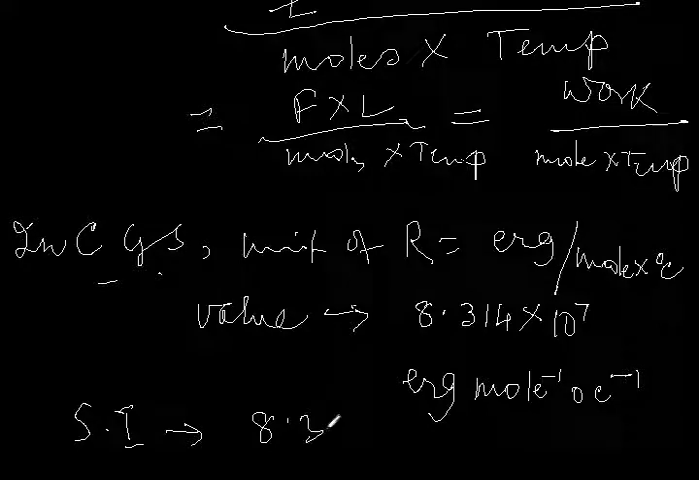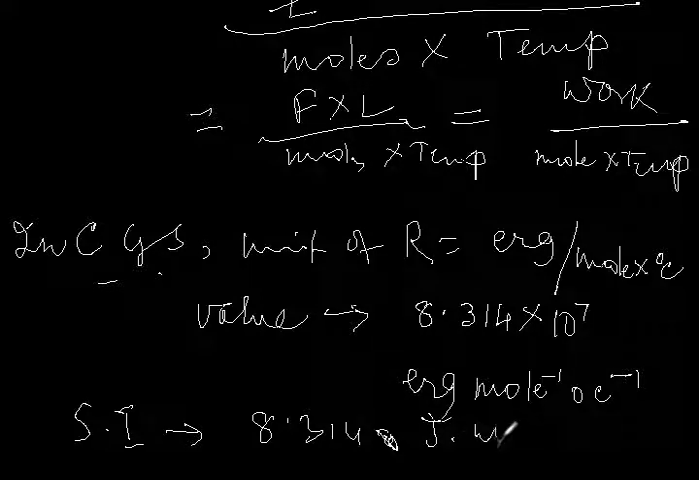So in SI, it will be 8.314 Joule mole inverse Kelvin inverse. If you keep in your mind the value of R in the SI system, 8.314 Joule mole inverse Kelvin inverse, then in CGS it will be obtained by multiplying by 10 to the power 7.